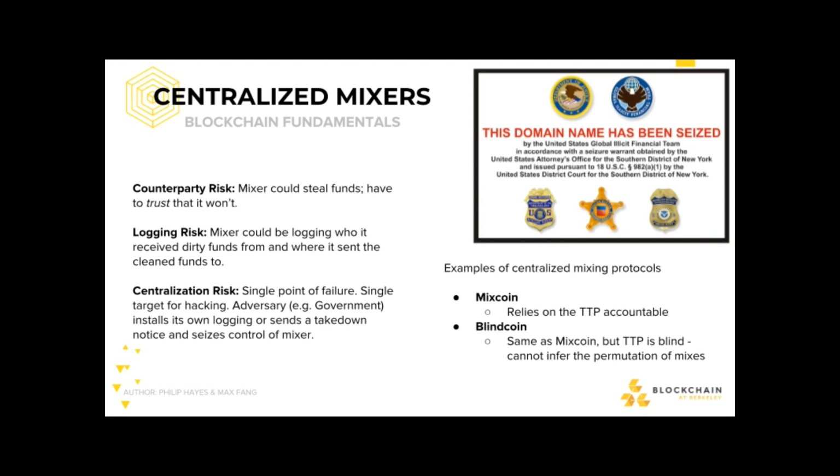You don't want that. And of course, you have this huge risk of centralization, a single point of failure. So if the government hacks into this central mixer, they can again install some kind of logging software. Some examples of central mixers are Mixcoin and Blindcoin. Mixcoin creates some sort of real-world accountability protocol, and Blindcoin does mixing with what's called blind signatures. So they can't do any sort of logging because they don't know who inputted what transaction.